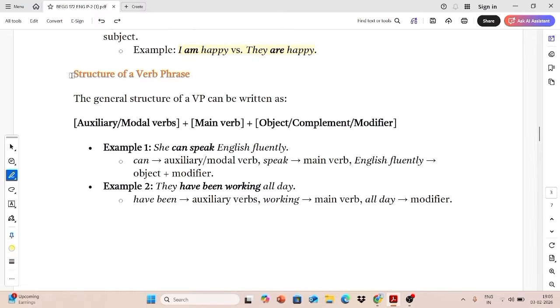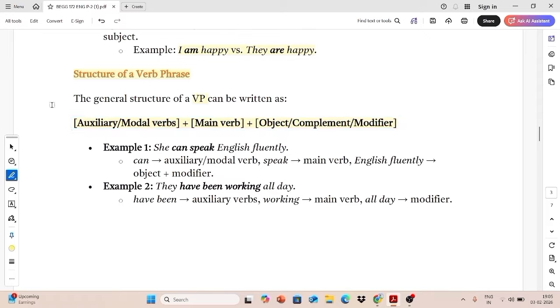So what is the structure of a verb phrase? The general structure of a verb phrase can be written as below. This can be your formula, very important, remember this, so that it can help you in your examination. It is easy for you to remember. So what is the formula? Auxiliary or the modal verbs plus the main verb, object, complement or the modifier.